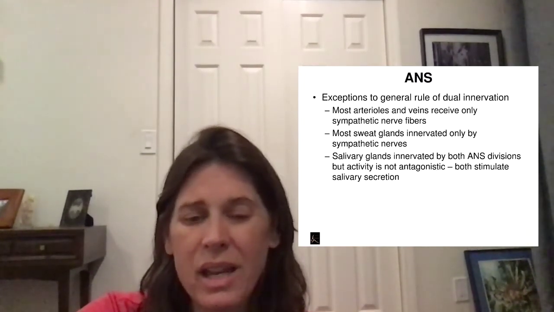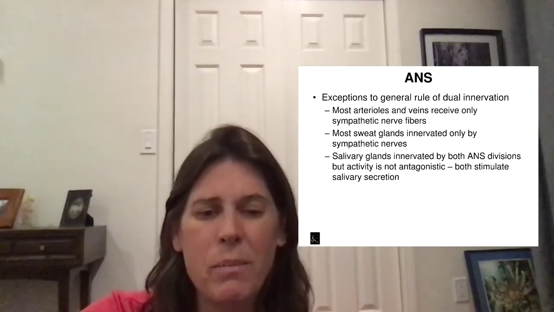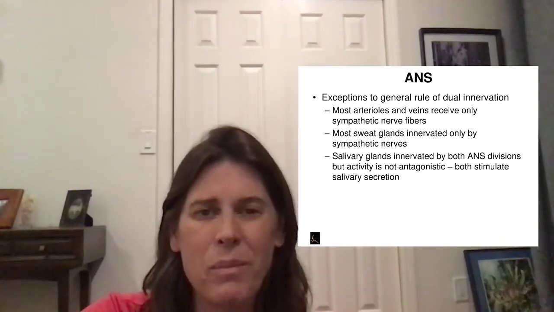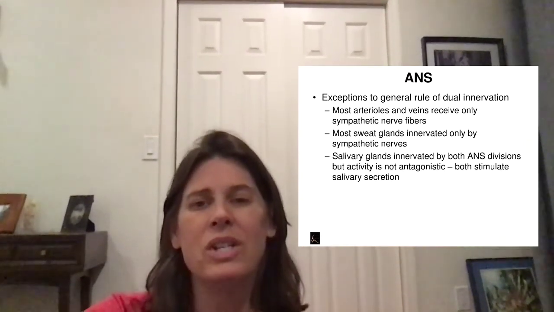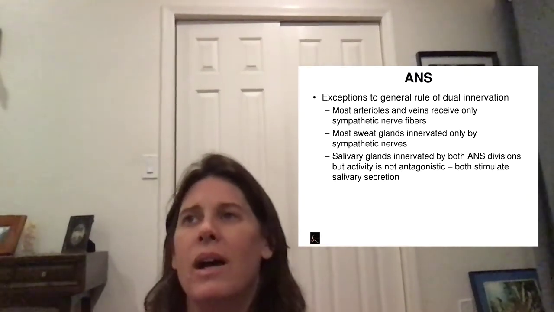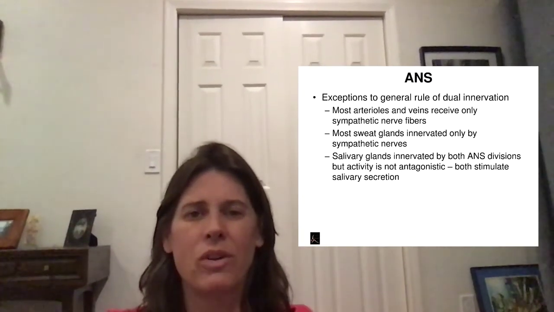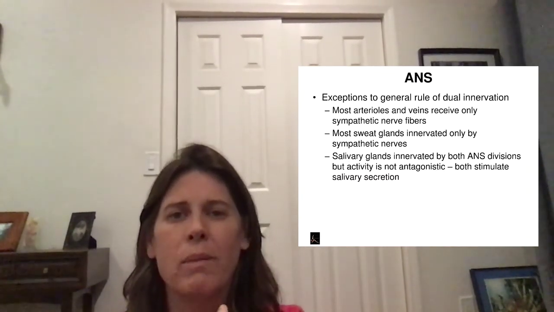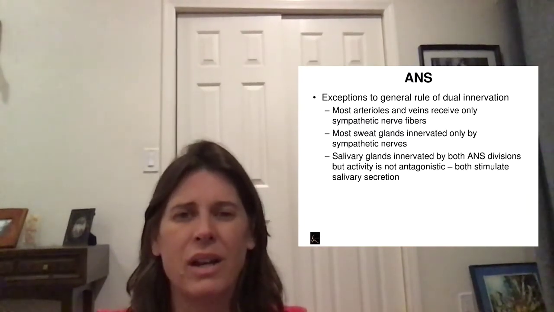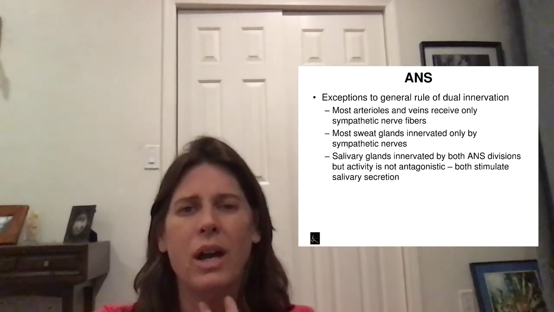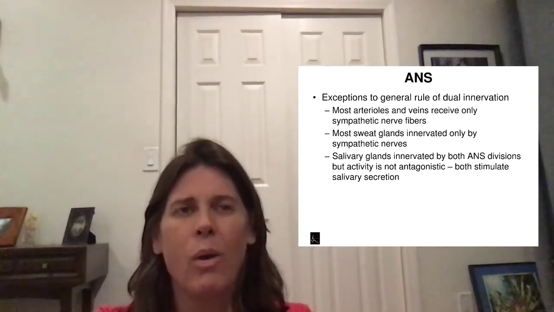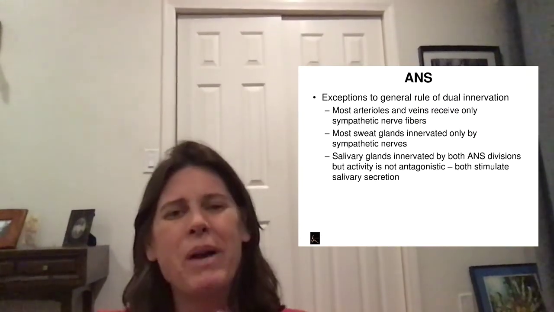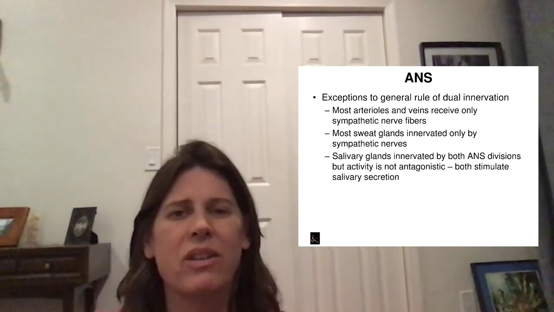Your salivary glands can be innervated by both ANS divisions, but activity is not antagonistic. They both actually cause salivary secretion. For example, when you're in a parasympathetic state, that's a good time to digest, and we need saliva. So your parasympathetic nerves might stimulate a more watery saliva, which is more conducive to digestion. Whereas the sympathetic will release a more pasty saliva. Your mouth actually feels dry, but there's actually saliva in there.